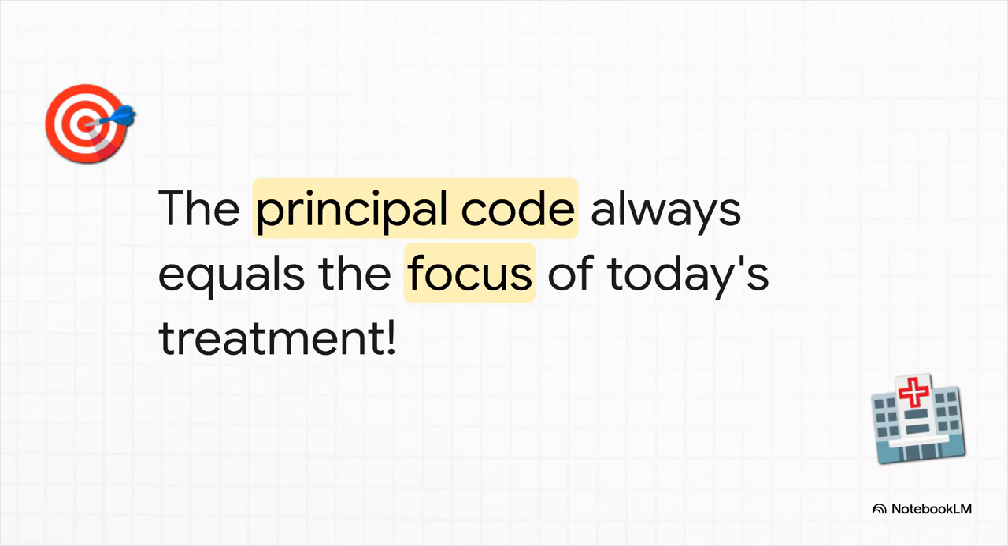The absolutely crucial point here is this. The principal code always equals the focus of today's treatment. In our scenario, because the surgical spotlight locks onto the brain, that metastatic code moves into slot number 1 on the claim sheet, and the lung code just snaps right into slot number 2.